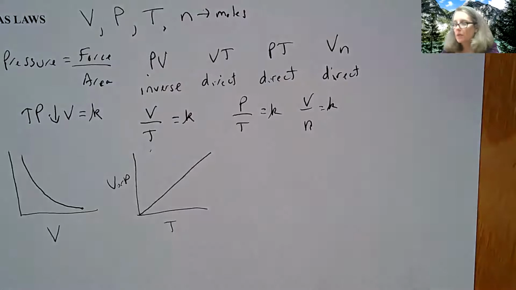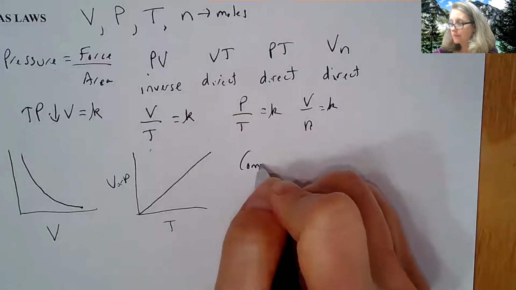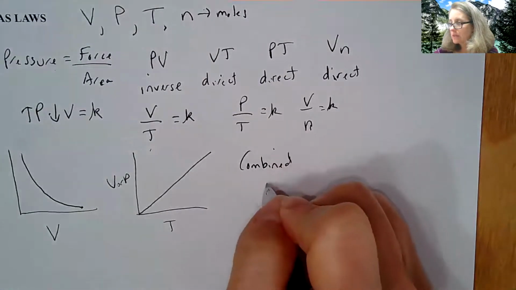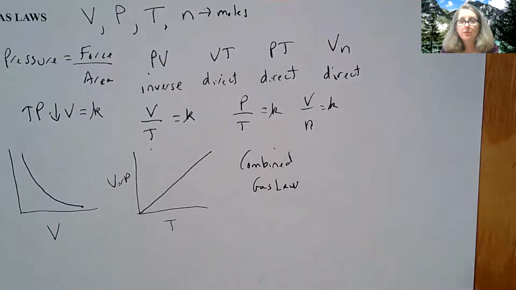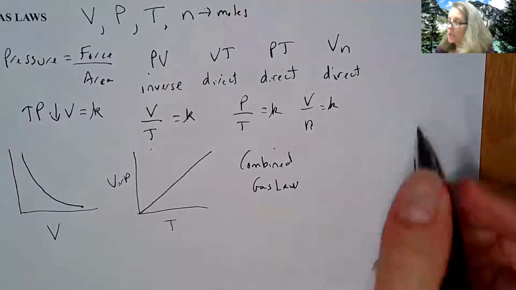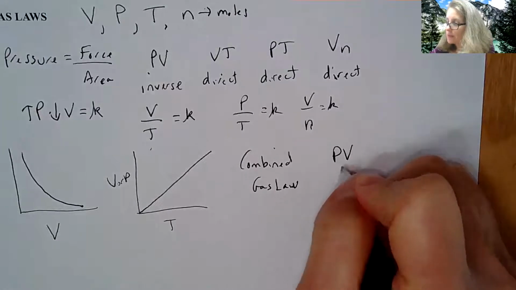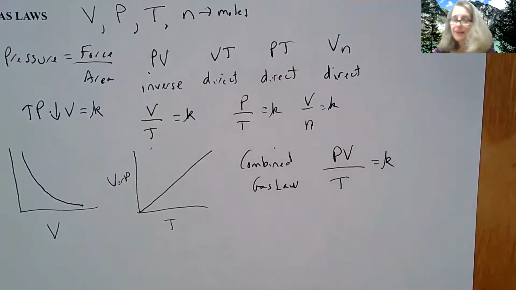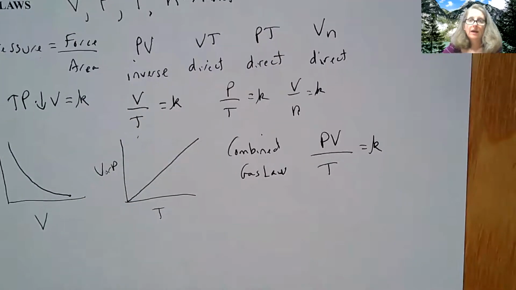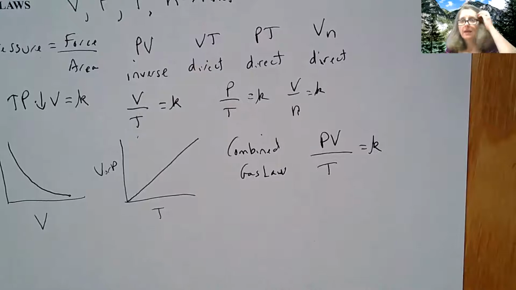But there is one that you need to be aware of, and that's called the combined gas law. And this helps you to remember all of the relationships. So if I take pressure and multiply it by volume and divide it by temperature, I'm going to get a constant, okay? So I could compare a gas in a container. I could change one of those variables, two of those variables, and I could see how it is then affected.